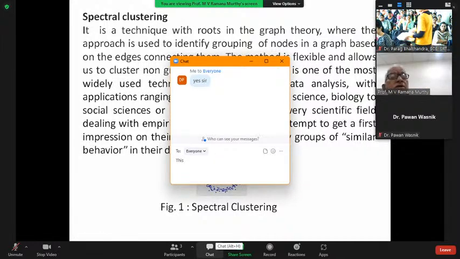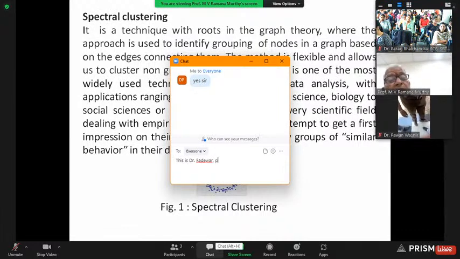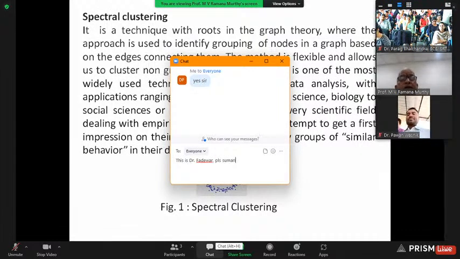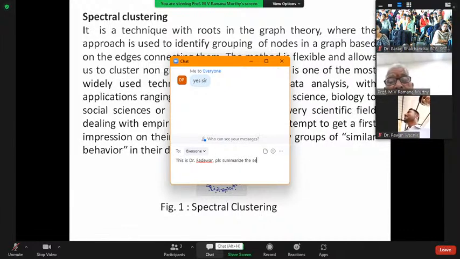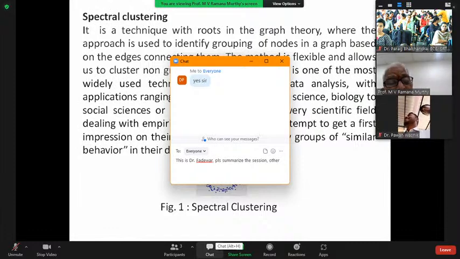Clustering is one of the most important methods widely used for exploratory data analysis, with applications, as I already told you, in statistics and also in other fields such as life sciences. It is a very significant field dealing with empirical data, where developers attempt to get a first impression of their data by trying to identify groups of similar behavior in the data. This is what we have shown.